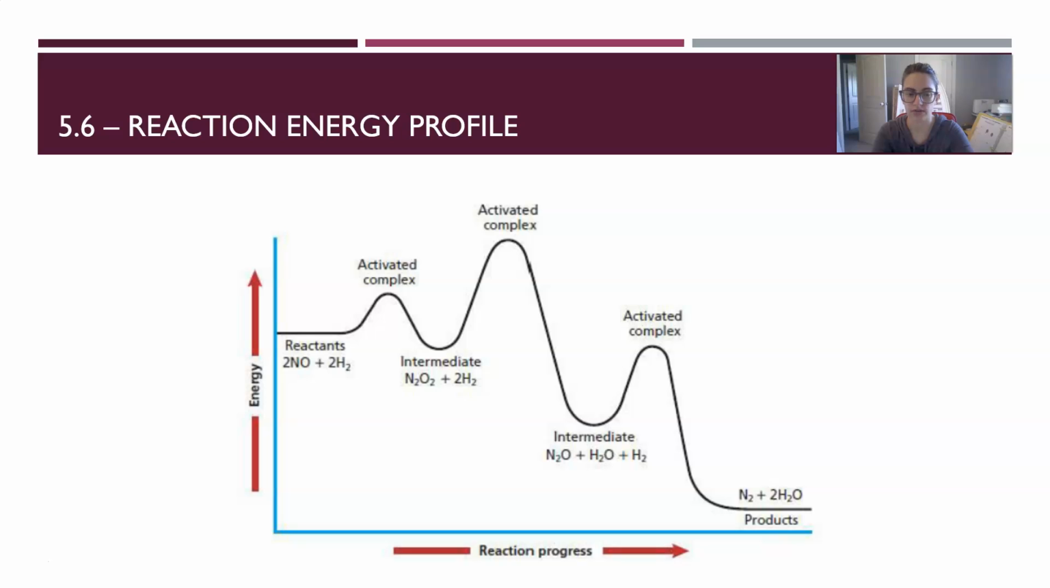And so each of these bumps in the reaction profile shows us our different activation energies required for each of the elementary steps. So we know that this reaction energy profile would match or correspond to a mechanism that has 3 steps to it because we have 2 different intermediates as part of our reaction.